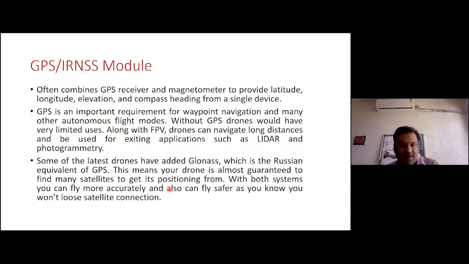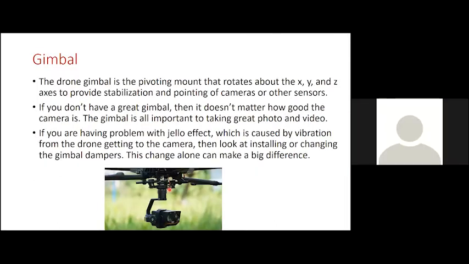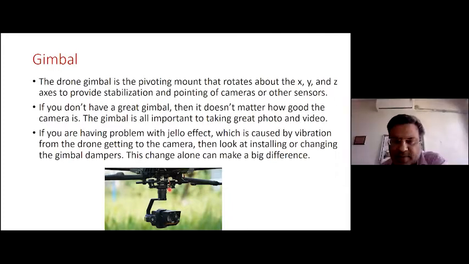NavIC is our own GPS module, and right now it is also available in the market. So if you wish, you can replace the GPS with NavIC. And for some crucial operations, we can also use GLONASS and other types of modules, so you will get better accuracy. Of course, the drone is moving in the air, and sometimes the air is fluctuating.